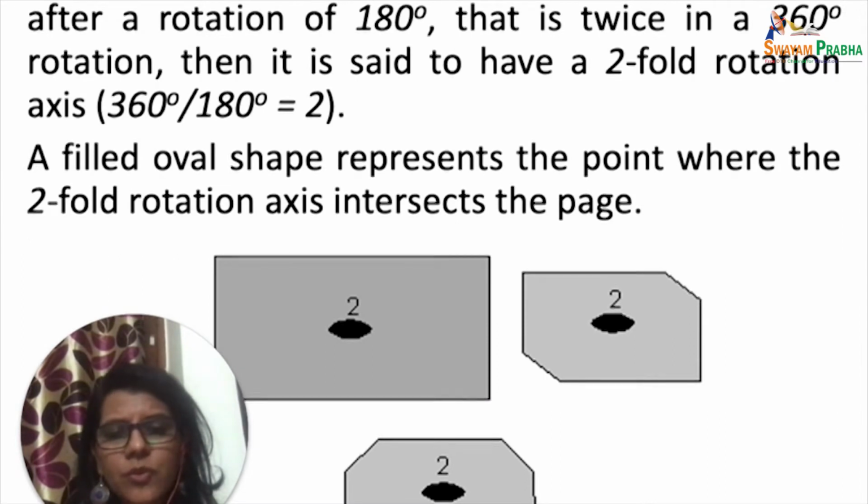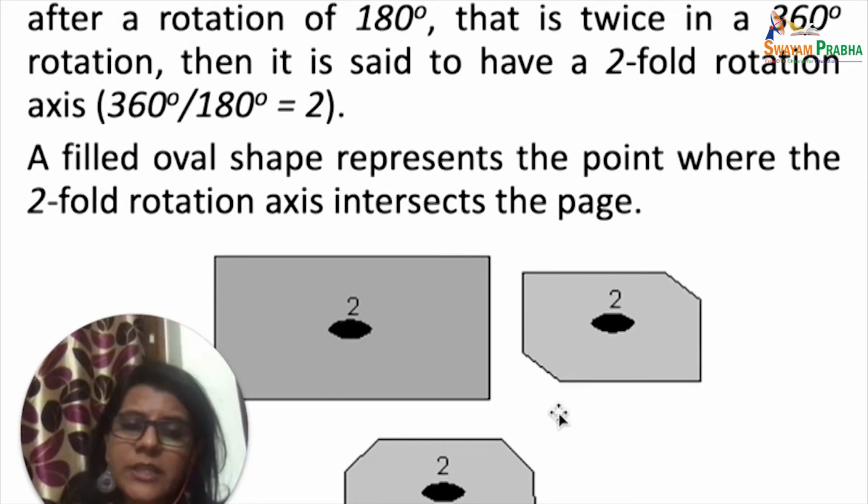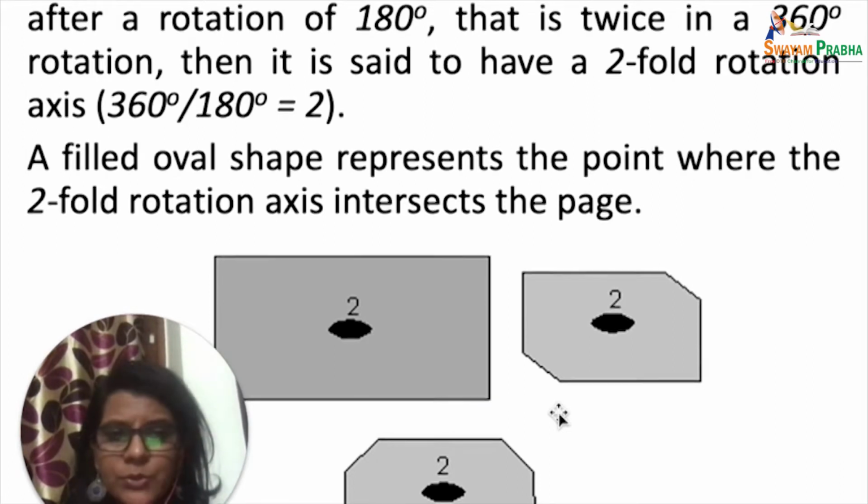Now let's look at the twofold rotational axis. What is a twofold rotation axis? If I get an identical structure after a rotation of 180 degrees, that is twice in a 360-degree rotation, then it is said to have a twofold rotation axis.